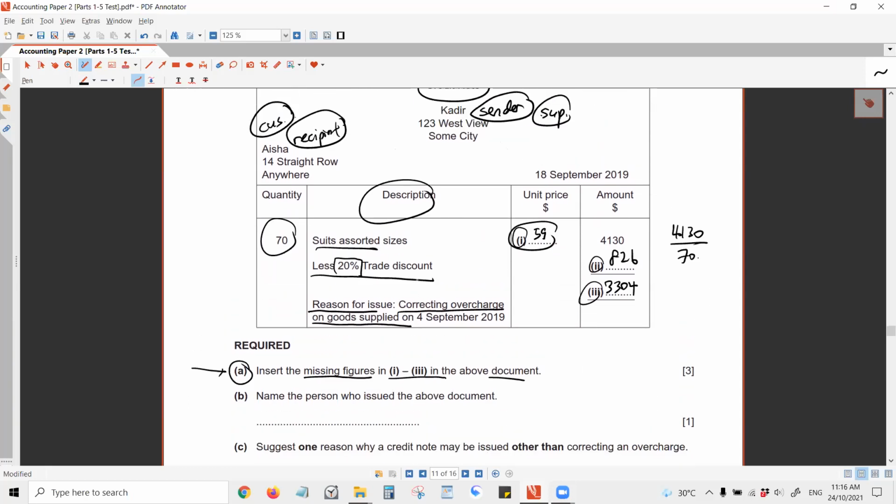Name the person who issued the above document, question B. I told you already, sender of a document is always on top in the middle. So write Cardew here.